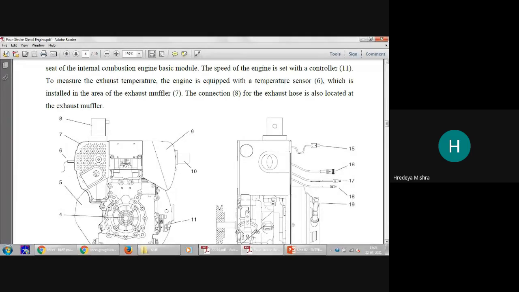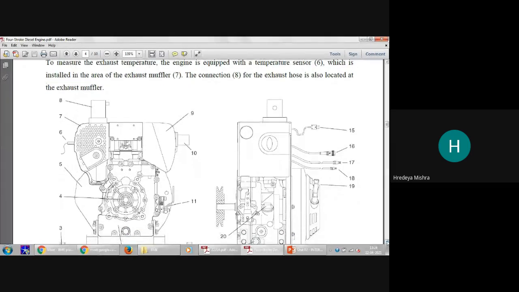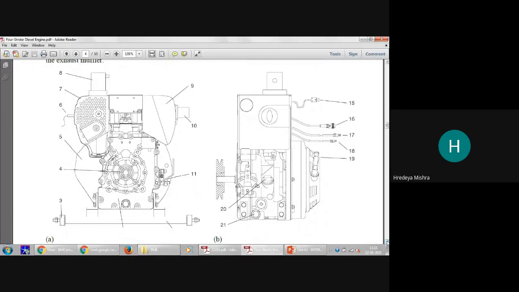So see the diagram first. Here you can see different numbers are given. If we wrote the names in place of the numbers, the figure would be very complicated and we couldn't understand it. So a number system is used for detailing the parts, and in the explanation these numbers are used.